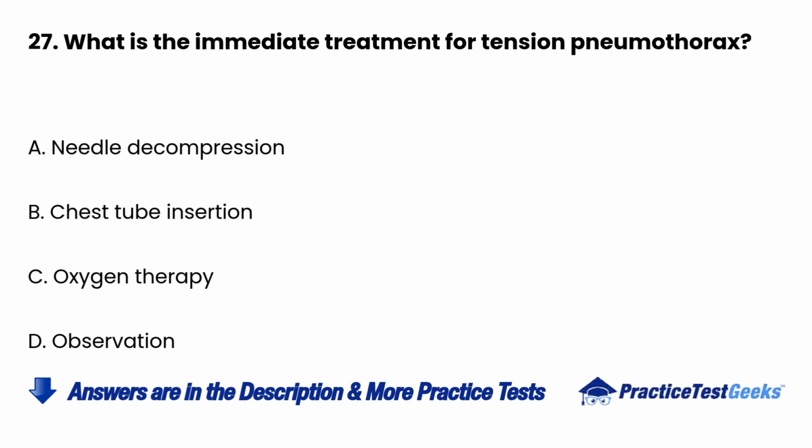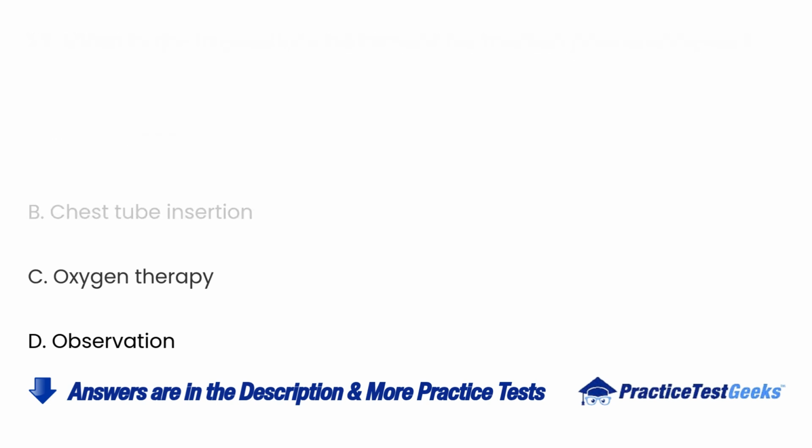27. What is the immediate treatment for tension pneumothorax? A. Needle decompression. B. Chest tube insertion. C. Oxygen therapy. D. Observation.